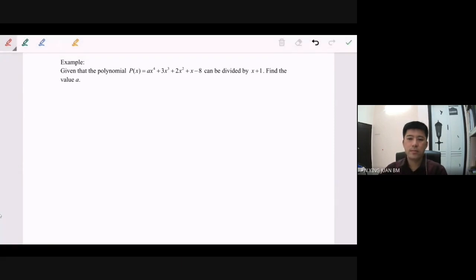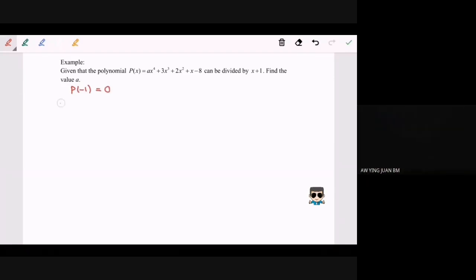They can divide completely when we are using x plus 1. So find the value a. So meaning that they can fully completely divide, meaning that x plus 1 is a factor. So when x plus 1 is a factor, meaning that the remainder will be equals to 0 if you substitute the value negative 1. So in order to find the a, I'm going to substitute the value negative 1 into the expression. So here we have a minus 3 plus 2 minus 1 minus 8, which is equals to 0.